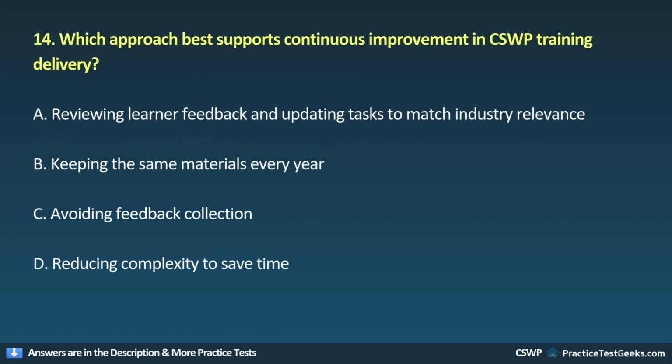14. Which approach best supports continuous improvement in CSWP training delivery? A. Reviewing learner feedback and updating tasks to match industry relevance. B. Keeping the same materials every year. C. Avoiding feedback collection. D. Reducing complexity to save time.